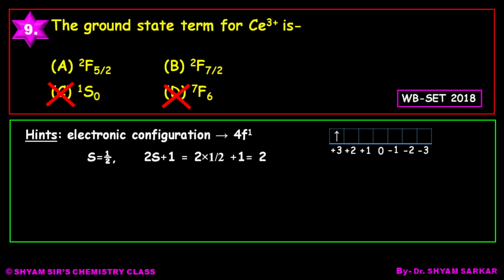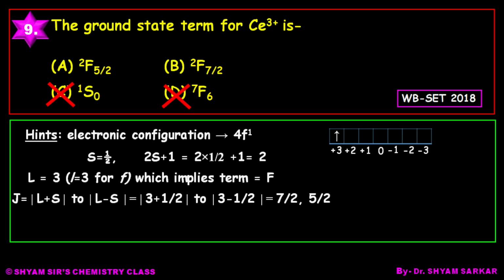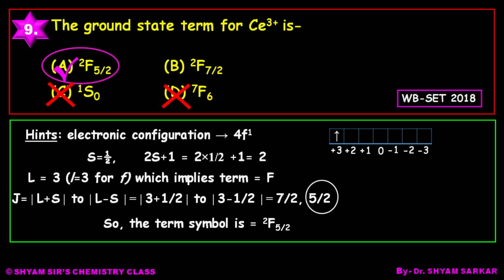So let us see. For that you need to calculate J values. First you have L equal to 3, which implies the term F. This is very common, so I am not discussing it in detail. So let us go to the J calculation. J equals L plus S to L minus S. So 3 plus half to 3 minus half, 7 by 2, 5 by 2. Now see, this is again less than half filled, so the minimum J value we should consider. So this is 5 by 2. So the correct answer will be 2F 5 by 2. That is option A, the correct answer here.